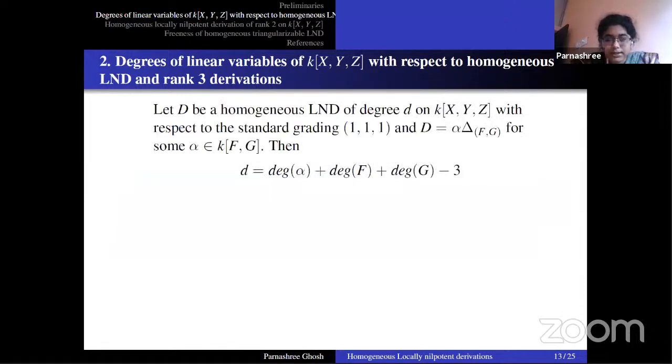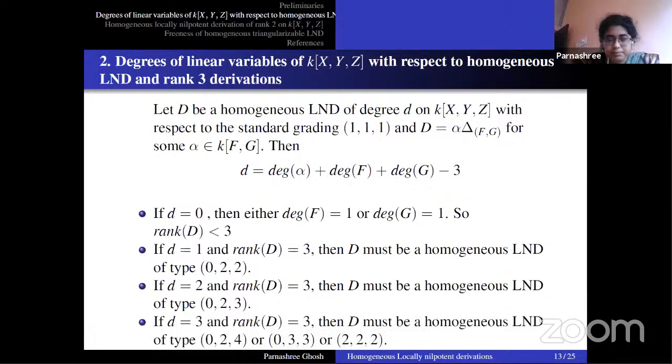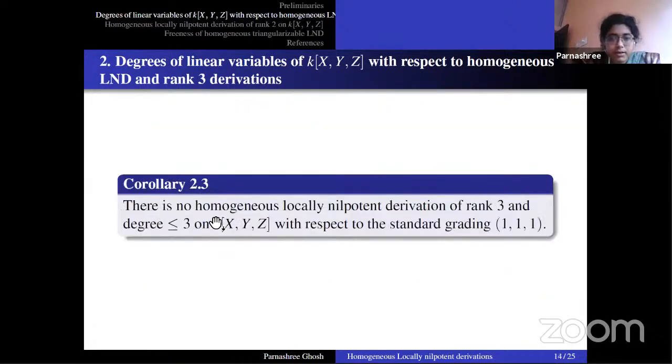Now using the previous result and these steps, we conclude that there is no homogeneous locally nilpotent derivation which has rank 3 and degree less than or equal to 3 on k[x,y,z]. So the answer to the question of Freudenburg for n equals 3 is negative. It is not possible. All right.